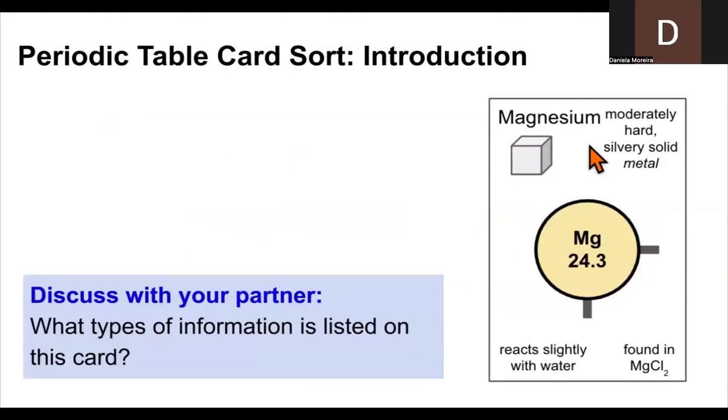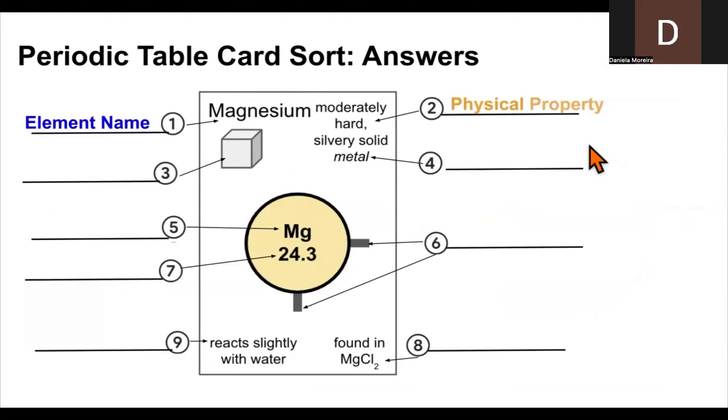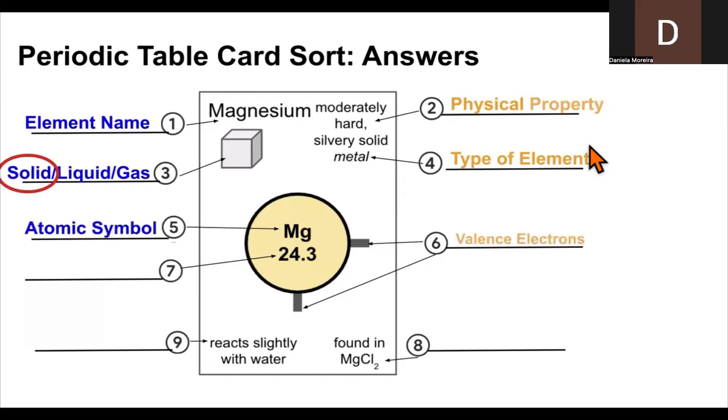So here's the activity for today. The periodic table card sort. In Google Slides, you can access these cards that have element data on them. For example, the element name, physical properties, if it's a solid, liquid, or gas at room temperature, what type of element it is, a metal, the atomic symbol, Mg for magnesium, valence electrons, those two little sticks we see sticking out, the atomic radius, so how large that atom is, where the compound is found out, and the reactivity.